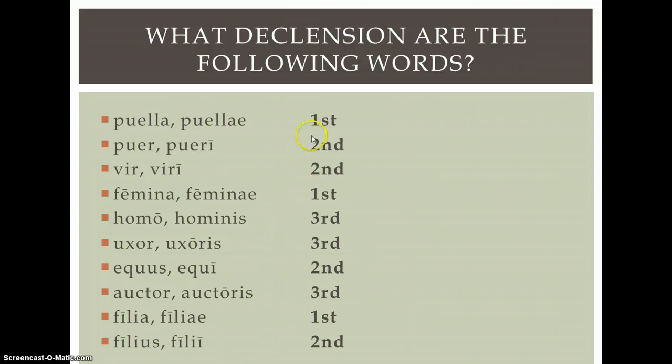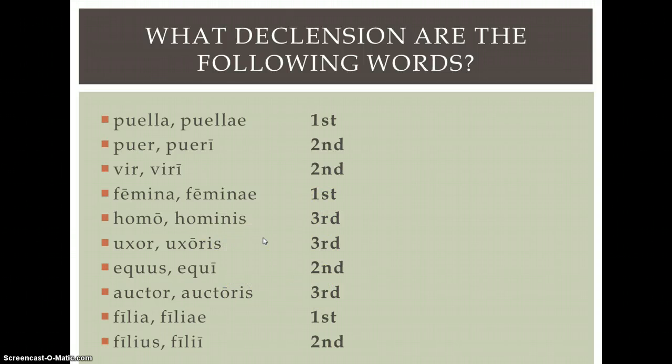Okay, here are the declensions that they fall into. Any of these nouns that end in an AE in the genitive form, such as puellae, feminae, and filiae, are first declension. Any of the nouns that end in a long I, like pueri, viri, equi, and filii, are second declension. And any of the nouns that end in an IS, such as hominis, uxoris, and auctoris, are third declension.